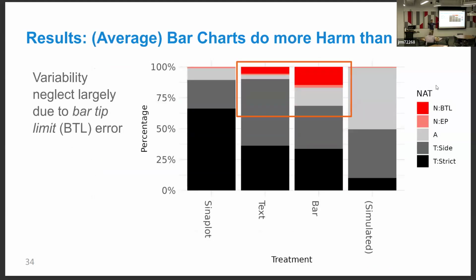So that was at the top level, looking at all 10 tasks. Now let's drill down to just one of the tasks, that auction task I mentioned earlier. The first thing I want to note is that bar charts do seem to do more harm than good.